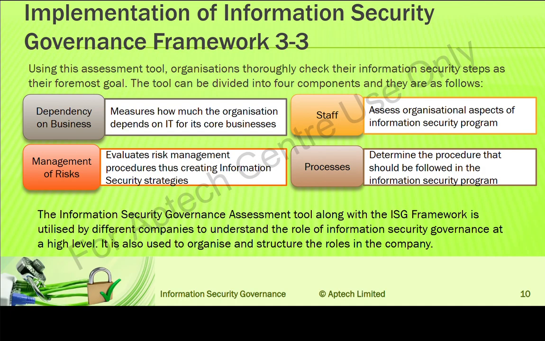Using these assessment tools, organizations thoroughly check their information security as their foremost goal. The tools can be divided into four components, and they are as follows. These are the tools they use after being implemented. Number one, dependency on the business. Talking of the dependencies on the business, these are the ones we use to measure how much the organization depends on the IT for its core business.